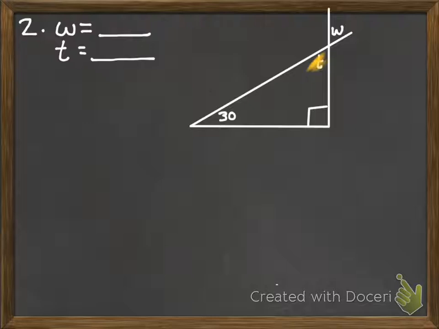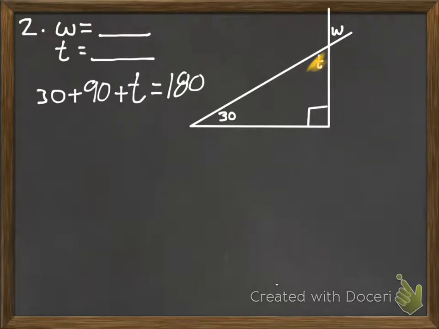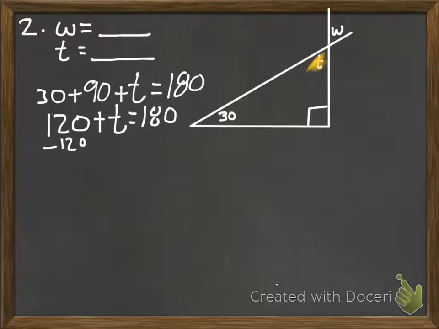So we just do 30. Okay, we do 30 plus 90 plus t equals 180. So those three interior angles together equal 180. Okay, we'll quickly run through the algebra. 30 plus 90 is 120. So 120 plus t equals 180. Then we subtract 120 from both sides, and we get t equals 60.